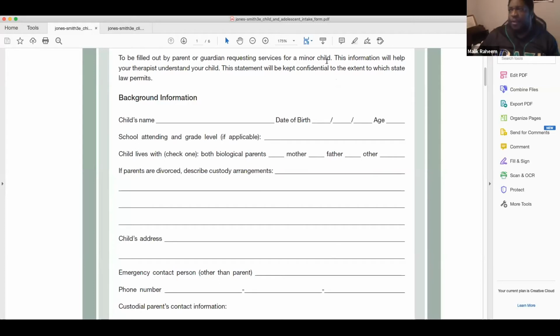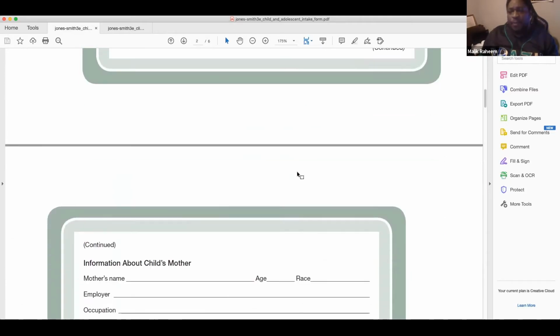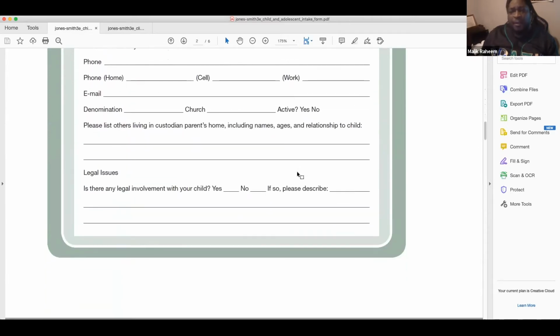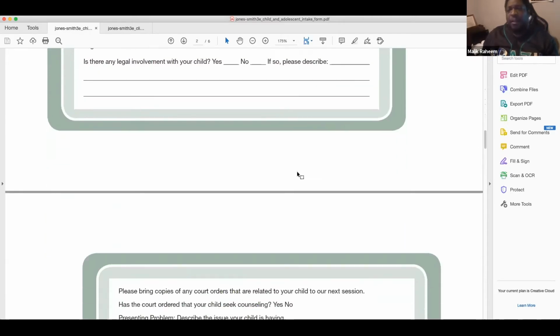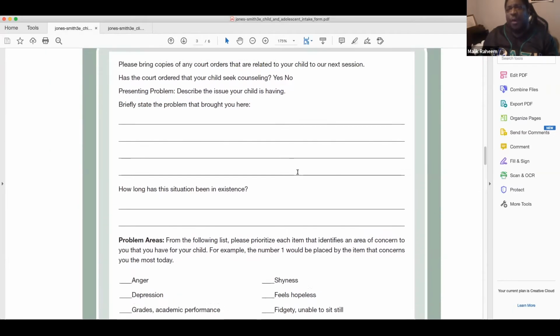Okay. So when you see here, there's the child's name, date of birth, the age, the school attending, and grade level if applicable. Does the child live with both biological parents or other? If the parents are divorced, describe the custody arrangements, emergency contact, phone, and then as it goes on down here, it gives information about the parents, any legal issue the child might be involved in, and then as you come on down, you get into what is the presenting problem.